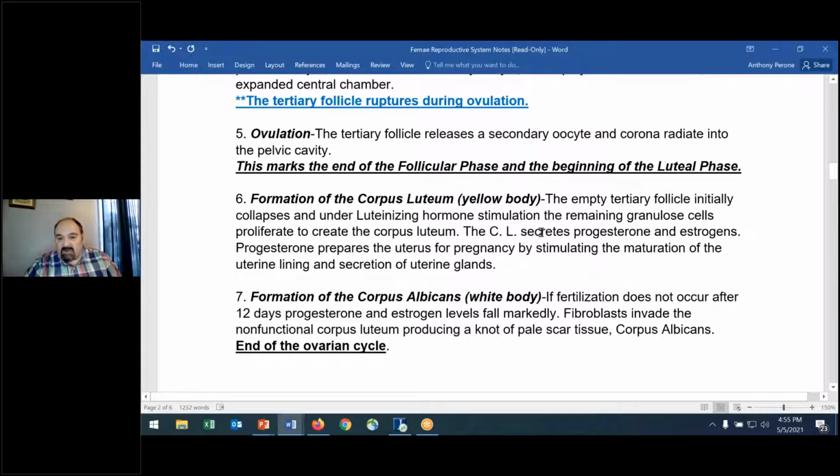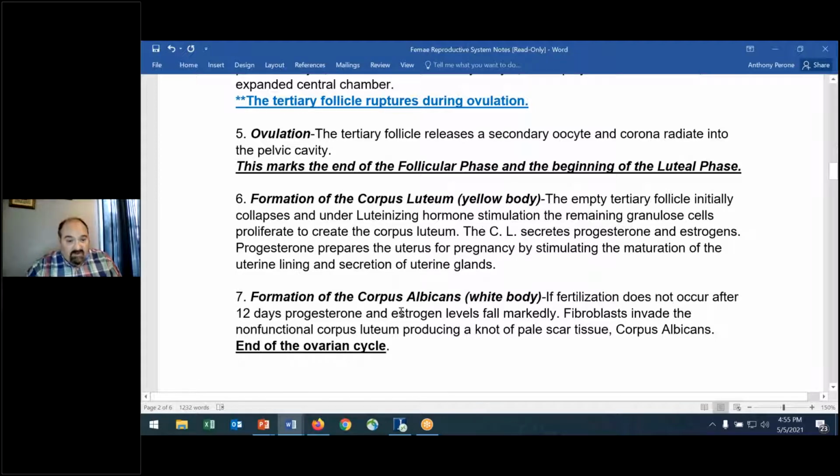The corpus luteum, now this is important, secretes progesterone and estrogens. Progesterone prepares the uterus for pregnancy by stimulating the maturation of the uterine lining and secretion of the uterine glands. So what's going on, folks, is that the corpus luteum has the ability to secrete progesterone and estrogens. This is going to help thicken the endometrium in preparation for fertilization. Very important, right? So know this.